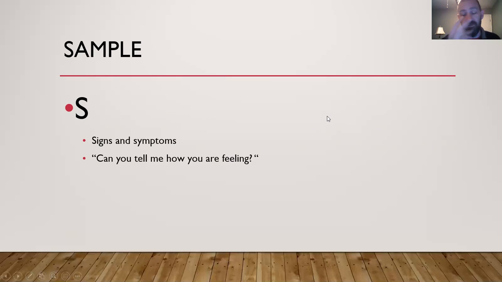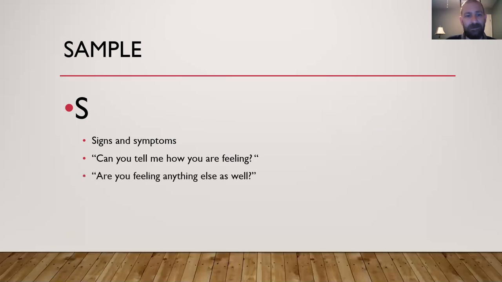Signs, obviously, those are things that we observe, that we see or hear there, or even smell or feel. So the patient's not going to really be able to tell you about those, right? They're not going to tell you like, oh, I look pale, right? That would be a sign that we could observe. Signs we're going to gather on our own, but symptoms, asking the question of the patient of how they feel, is just, can you tell me how you're feeling? Real simple, real simple.